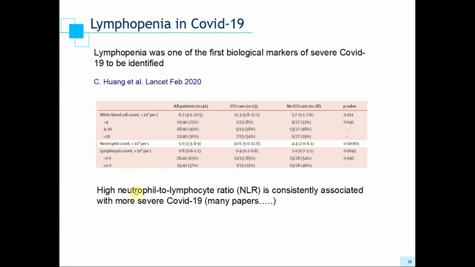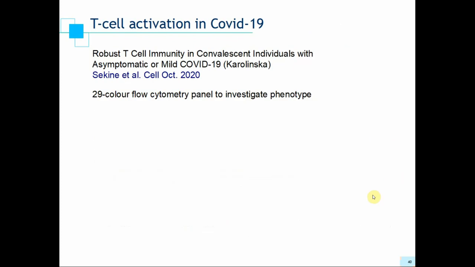So if you've got a high neutrophil to lymphocyte ratio, this is always associated with more severe COVID-19. So basically, you've got fewer T cells in the peripheral blood. And this seems to be a combination of migration to the inflamed lung tissues and also perhaps a bit more of an activated, activation-induced cell death phenotype. So there's some elimination of T cells and some migration. It's a combination of these two things.